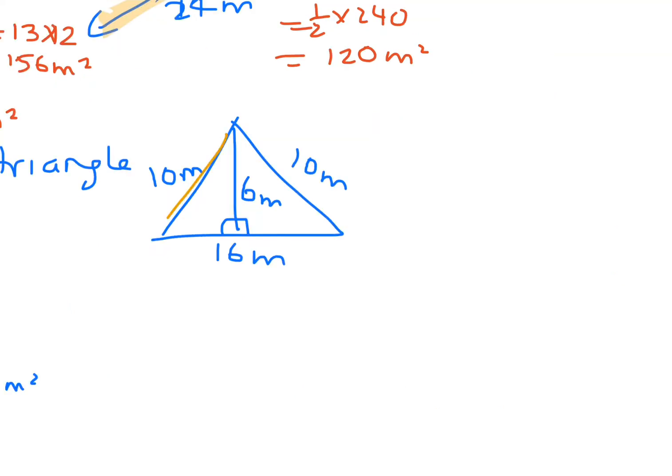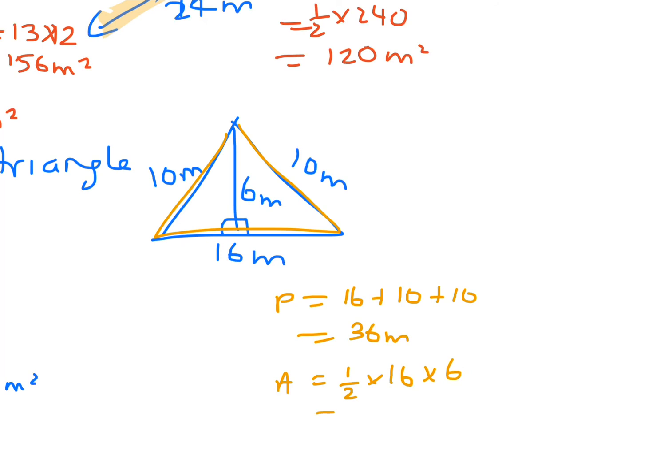Now, just with the triangle, I know it's not a quadrilateral, but the perimeter would be 16 plus 10 plus 10, which is 20, 36 metres. And the area equals a half times 16 times 6, which is 48 metres squared.